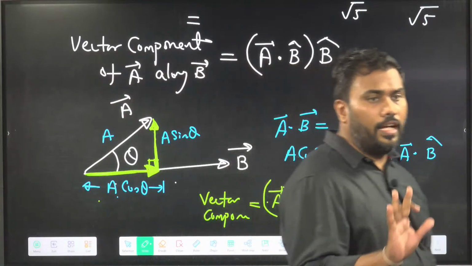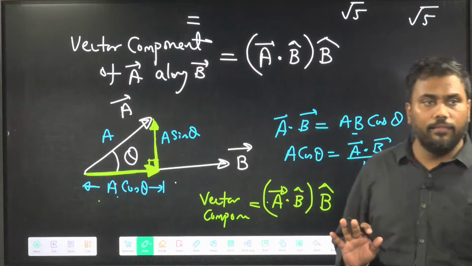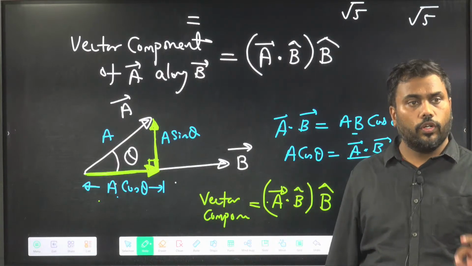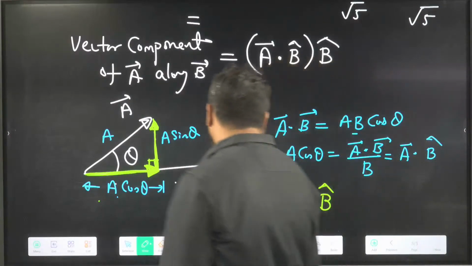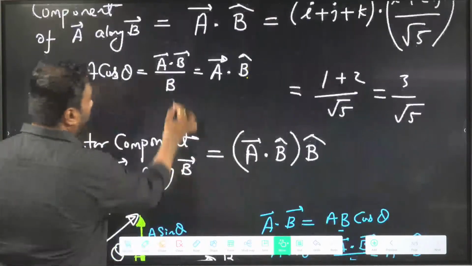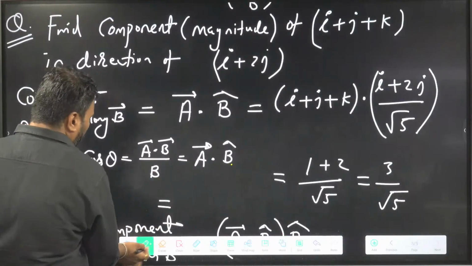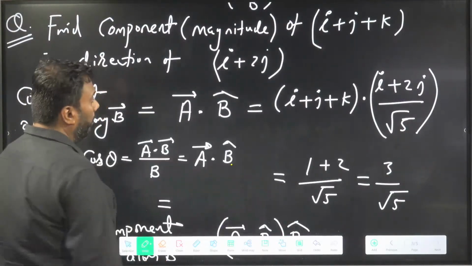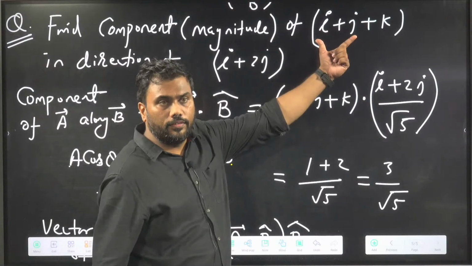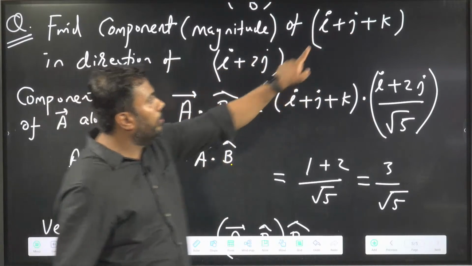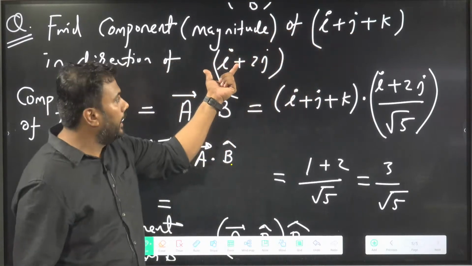Yeah, wait for that. Is the formula clear or not? First tell me the formula is clear or not. Okay, formula is clear. Now, let's go to the question. In the question, what do they want? We want the component of this vector in this direction.